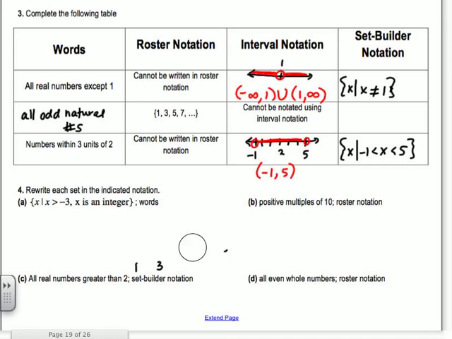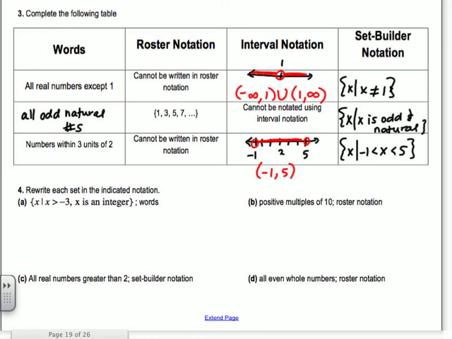All right, set builder notation, x such that. You could say x is greater than or equal to 1 and odd, or something like that. Or you could say x is odd and natural. That's why I think that's the easiest one, because there's so many different ways you can write it. So I wrote odd and natural.